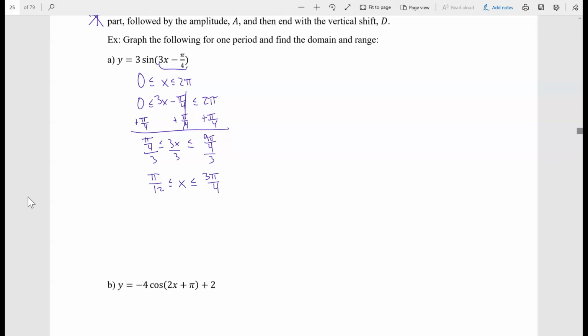Okay, so now we just found out where exactly my whole cycle is. One cycle will be between pi over 12, starting at pi over 12, and ending at 3 pi over 4. Let me just try to draw it. So here's pi over 12, and here is 3 pi over 4. So just try to eye it. It doesn't need to be perfect.